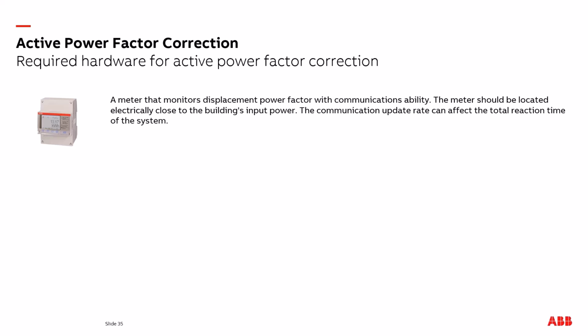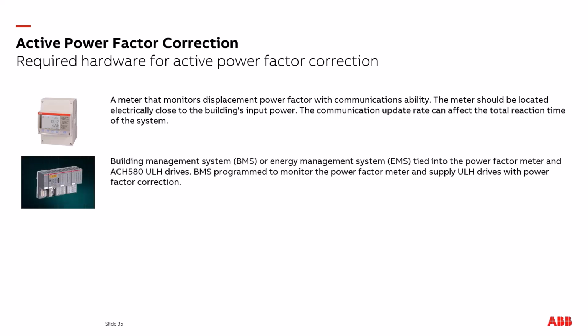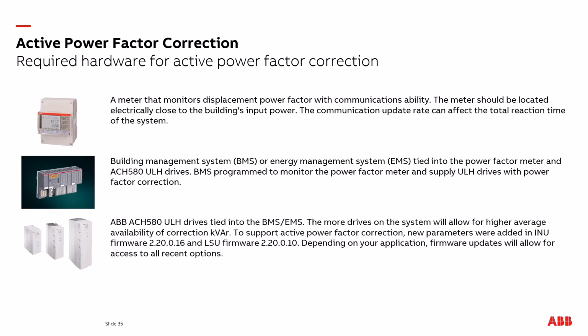You want this meter as close as possible to the input power of your building because that's where the power going out to the power company is, and that's where your power factor correction is most important. You need a building management system that's tied into the power factor meter and tied into the ACH580 ULH drives. The building management system can be programmed to monitor the power factor meter and supply the ULH drives with power factor correction information. Then you need ABB's ACH580 ULH drives, and it needs to be tied into your BMS. The more drives in the system will allow for higher average abilities for correction of KVAR.